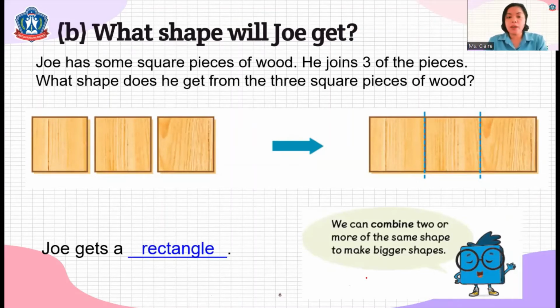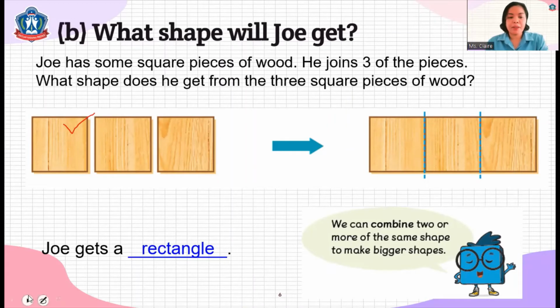What if we only combine two squares? Is it still a rectangle? Yes. Is a rectangle a polygon? Of course. A rectangle is a polygon. How about the square? The square is also a polygon because it consists of four straight lines. It has no curved lines.